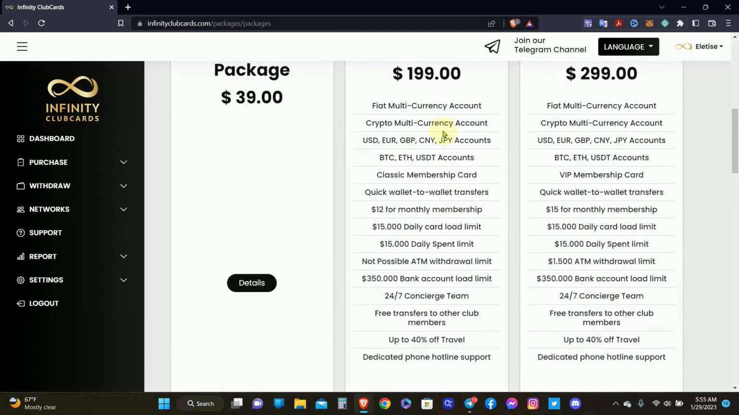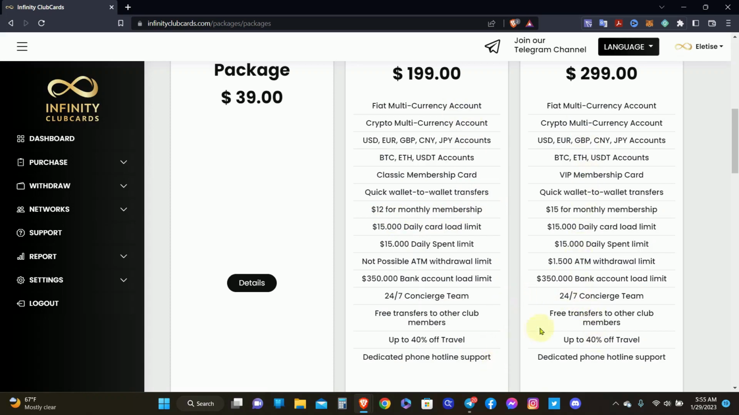Even with the virtual card, if that's all you can afford, you can still get up to a $15,000 spending limit per day, a $15,000 daily load limit, which is also for your bank deposit, and then $350,000 maximum that you can have in your bank account. You get a 24/7 concierge team and up to 40% off travel. You have to spend $12 per month for the monthly membership fee, and then all the other things that come with it.